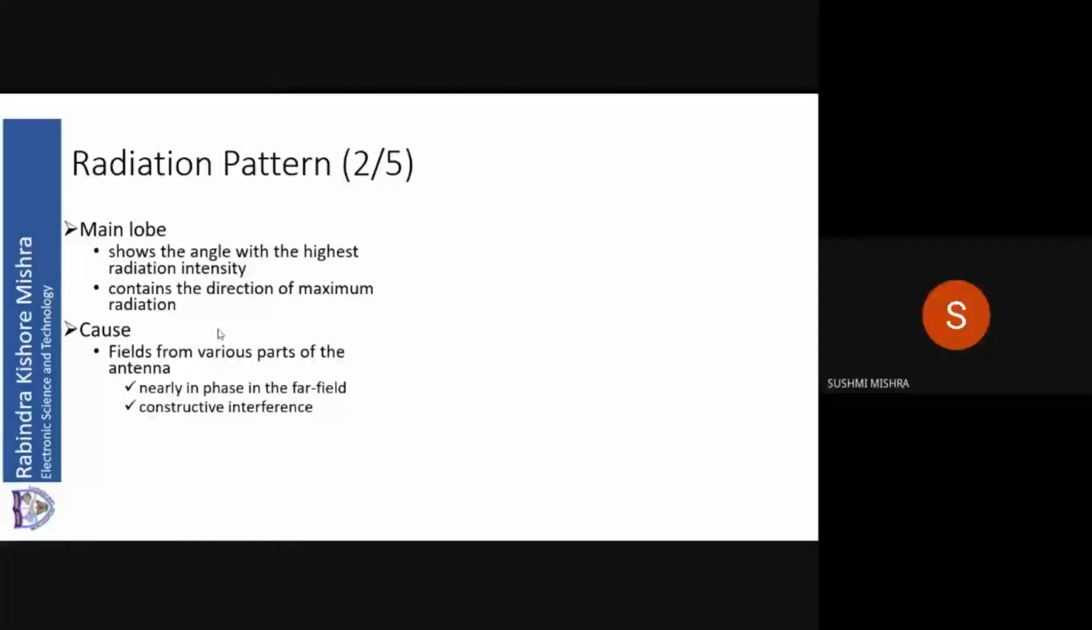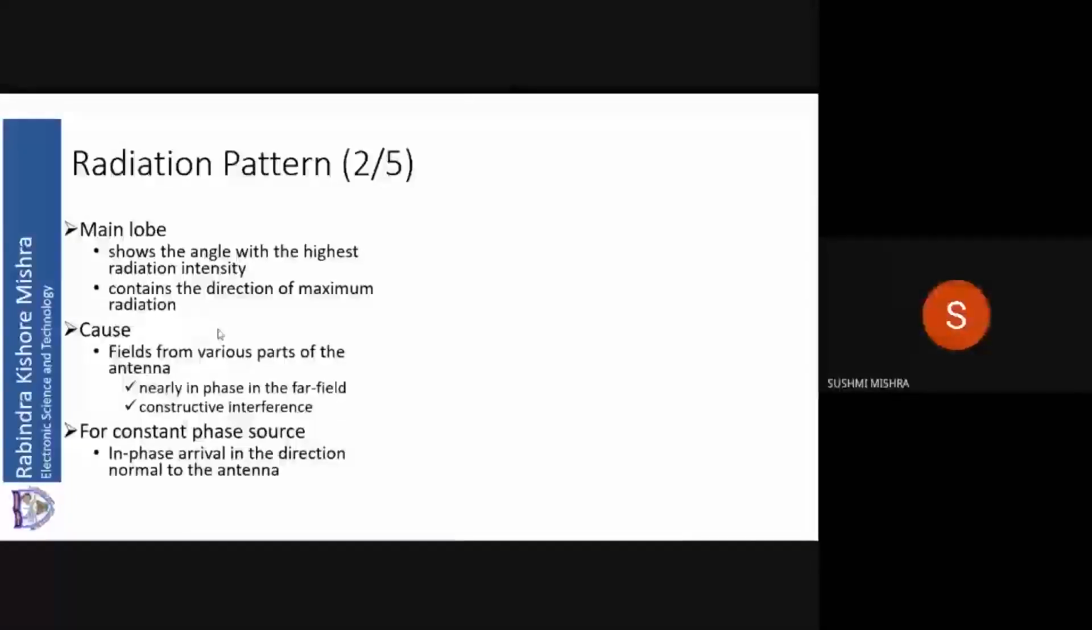These charges will be close to each other. The phase difference due to their location will not be much, so all of them will be in phase. The fields due to these charges will be in phase in the far field. Therefore, they will combine constructively because they are in phase. So what we say in physics, a constructive interference will occur. They will combine constructively and we will get the main lobe.